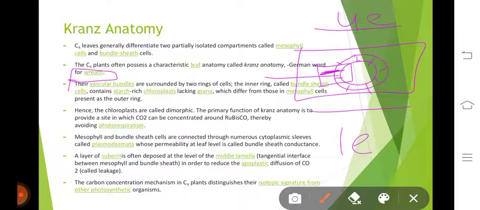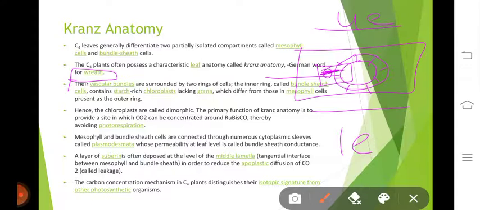How the fixation occurs, we have to see. In this Kranz anatomy of C4 plants, the chloroplasts are dimorphic. That means the chloroplasts present in the mesophyll cells are granal chloroplasts, that is, they have grana, and the chloroplasts present in the bundle sheath cells are agranal chloroplasts. So these chloroplasts are dimorphic.